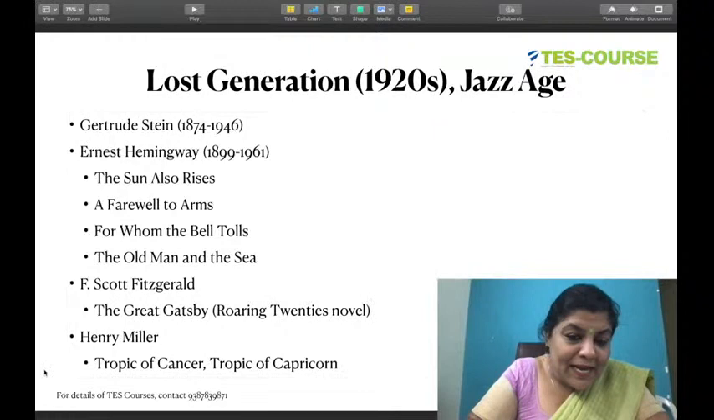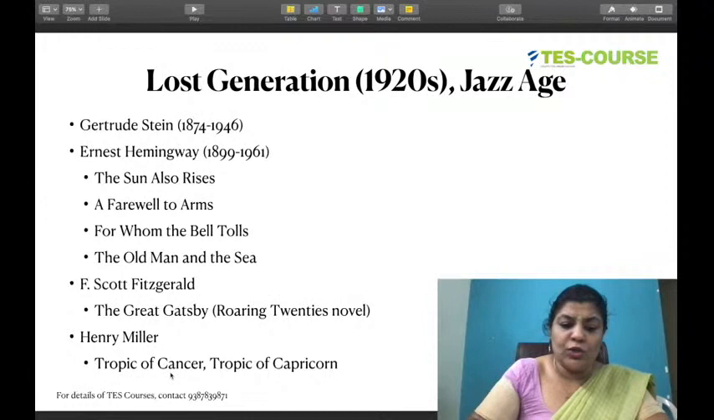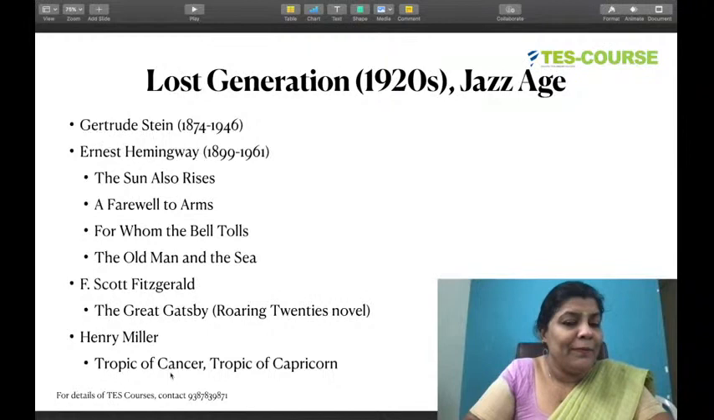And then there is Henry Miller. Henry Miller wrote Tropic of Cancer, Tropic of Capricorn. They are great novels. How do you know? Because they were banned.